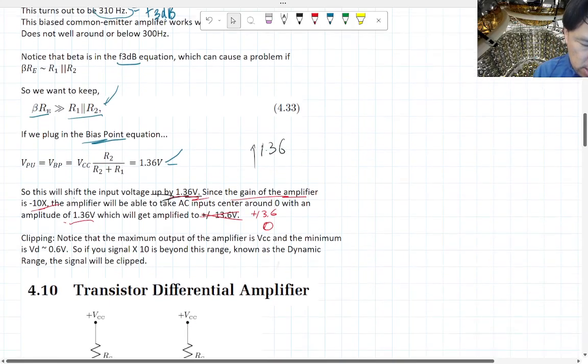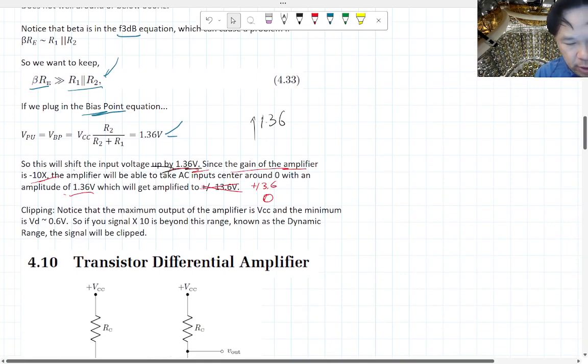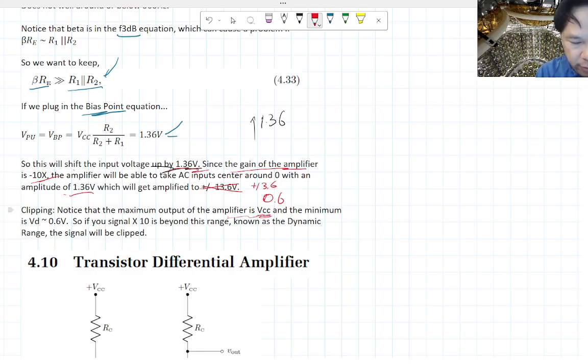The clipping issue we talked about is that the maximum output of the amplifier is determined by the VCC voltage, which is going to be set at 15 volts. And the minimum actually is the diode voltage, because if you have anything a bit less than the diode voltage, you actually cannot output that anyway. So any signal beyond this, you have to take care of this times 10, it's beyond the range of your amplifier, and the signal will get clipped.